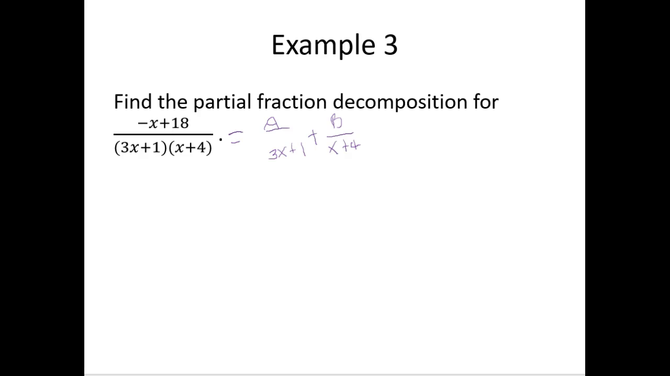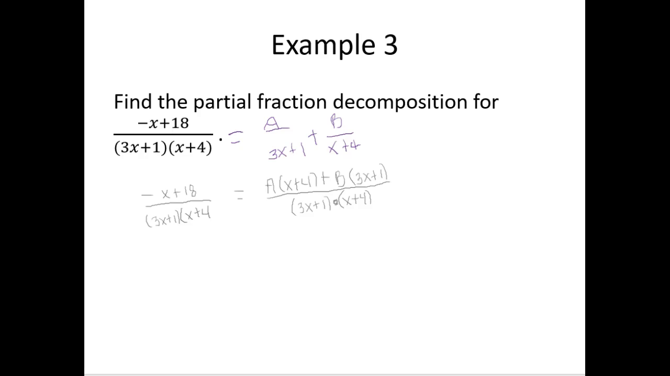All right, so what we're going to do is get a common denominator here, and I'm going to cross multiply. So I'm going to have a times x plus 4 plus b times the 3x plus 1, and all of this is going to be divided by the denominator, 3x plus 1 times x plus 4. And this is equal to the fraction negative x plus 18 divided by 3x plus 1 times x plus 4.